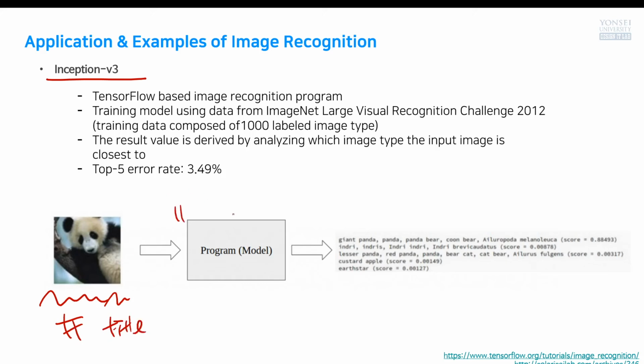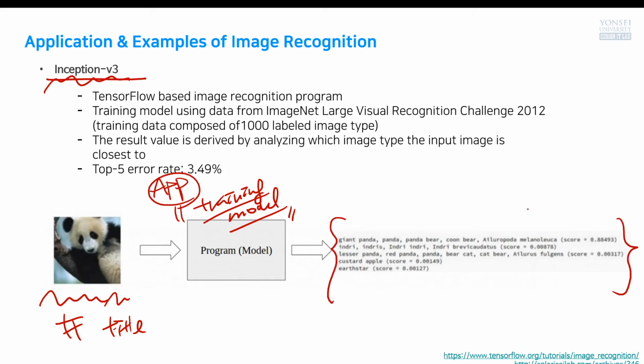But thanks to this training model, done by the Inception version 3 engine or something similar, APIs, applications. Simply, this is an AI app for image recognition. This one generates those text. Take a look. Score means chance, probability, 88%. Giant panda, panda bear, something like that, okay? These are additional text data from this given image.